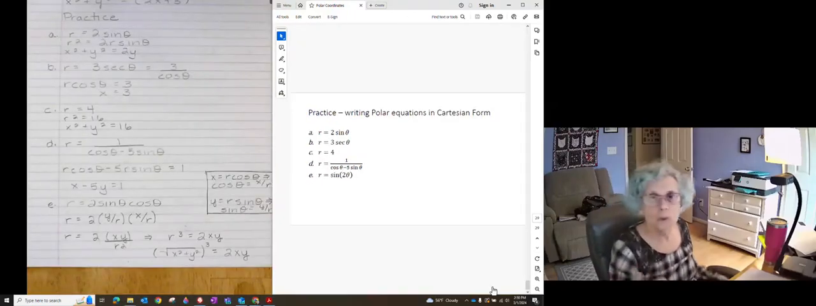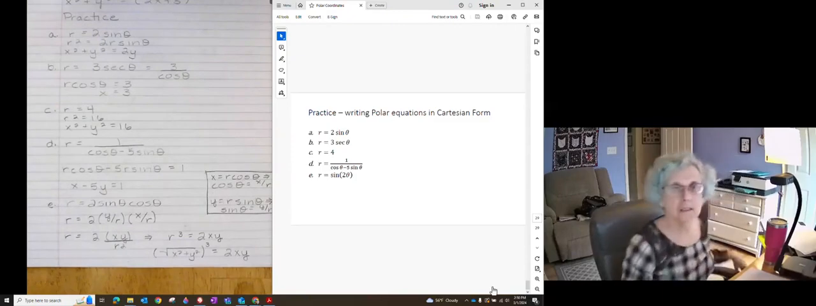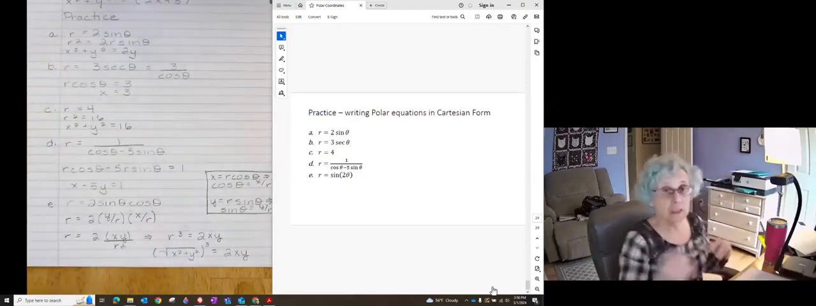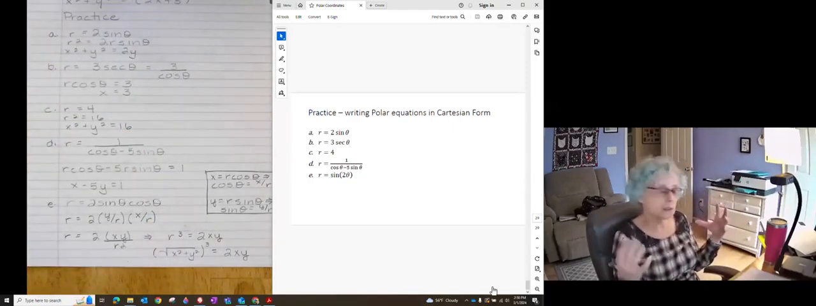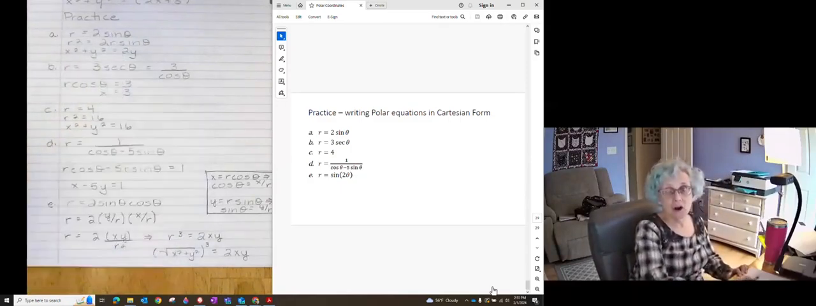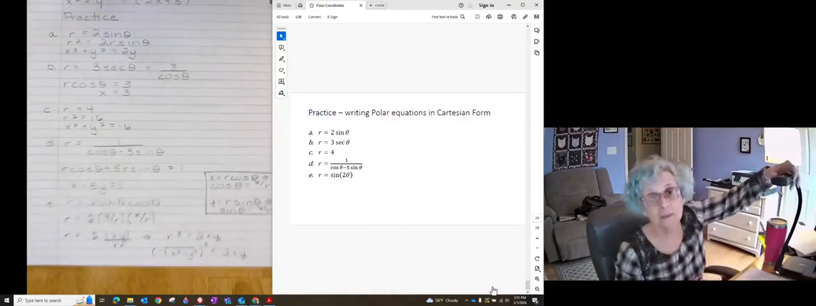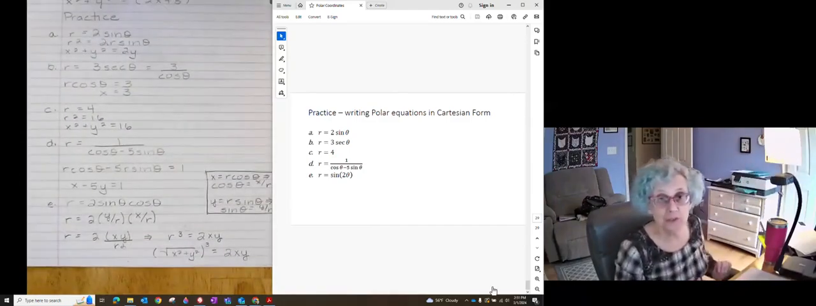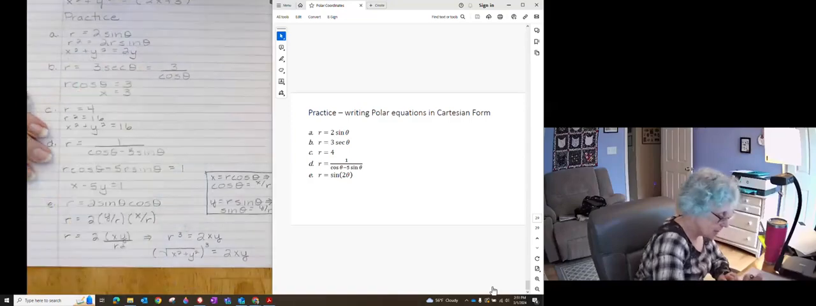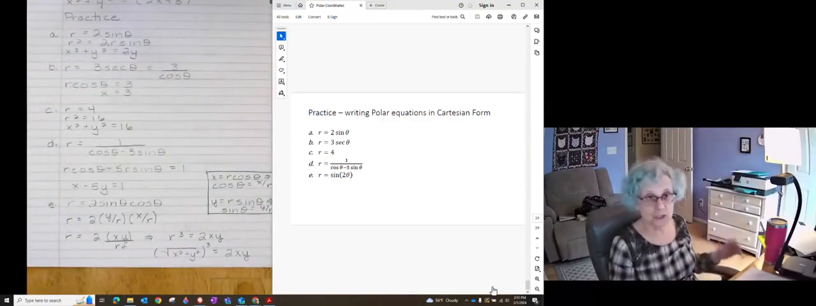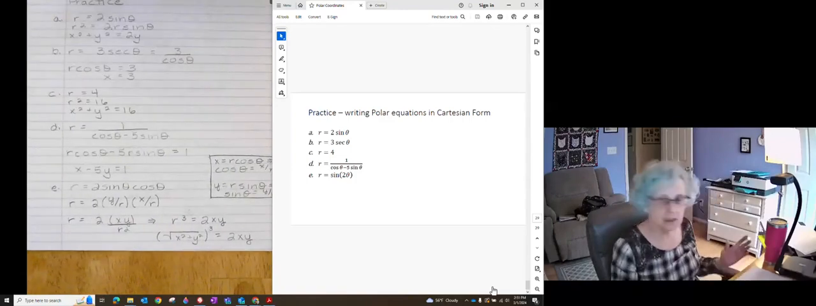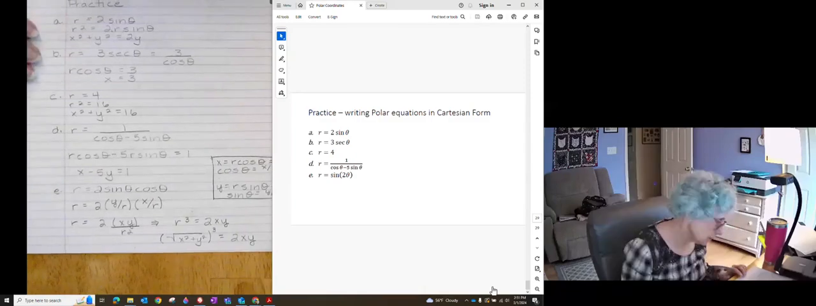Okay, A required kind of a little trick that we hadn't done before. We wanted r squared over here, but squaring both sides wouldn't help us. So we multiply both sides by r. And that way we get an r over here on the right-hand side as well, and we end up with 2r sine theta, which is just y. So x squared plus y squared is 2y. B was too easy. It was exactly like the example. We just rewrote secant as 1 over cosine.